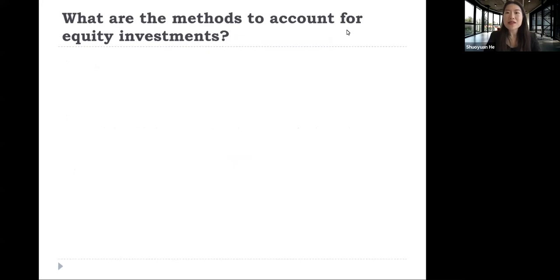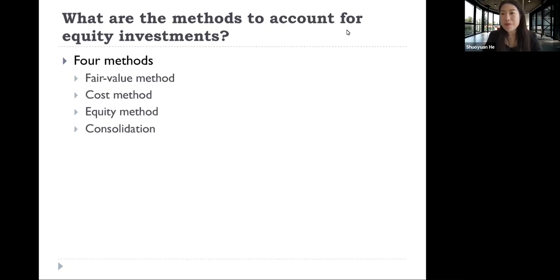So what are the methods to account for equity investments? You probably still remember that in the previous accounting class, we talked about there being 4 methods to account for equity investments. The first is called the fair value method, and we also have the cost method, the equity method, and the last one is consolidation.